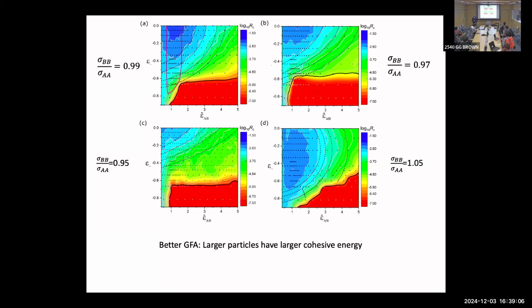And so with that, you get this interesting effect. Again, I'm showing you the critical cooling rate in all the colors. You can see a huge asymmetry when I change the size. Does the larger size have the larger cohesive energy, or does the larger size have the smaller cohesive energy? And so this model has really bad glass variability.